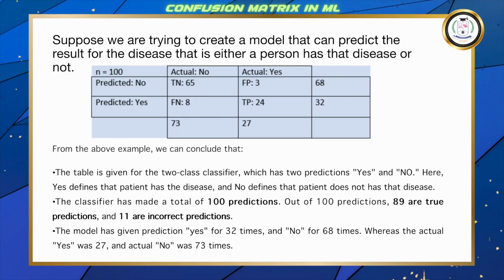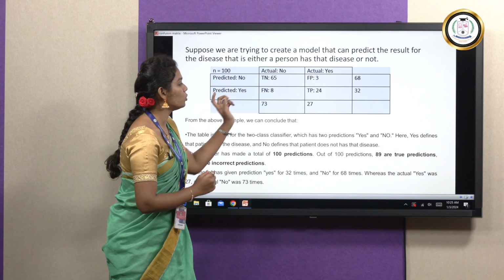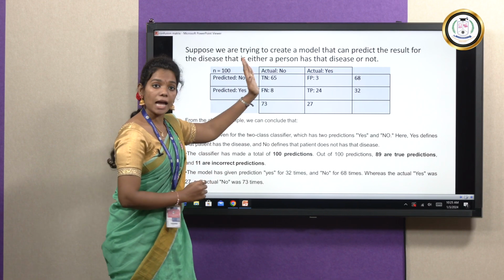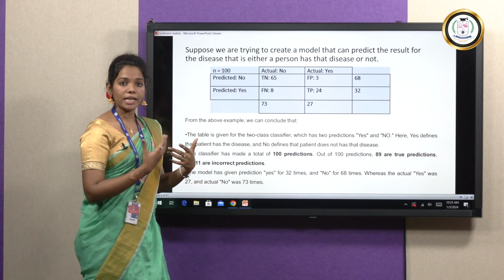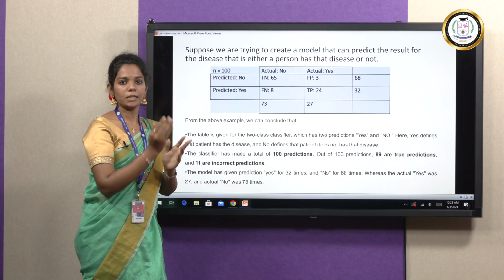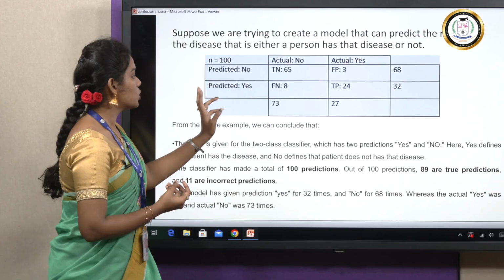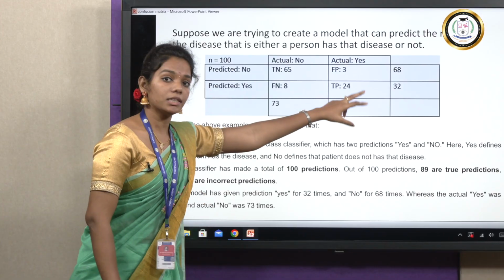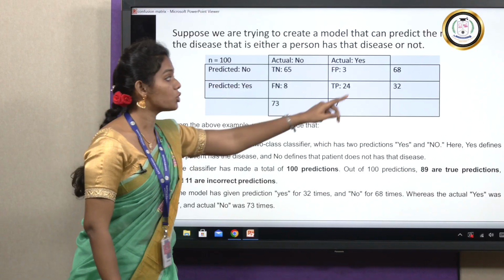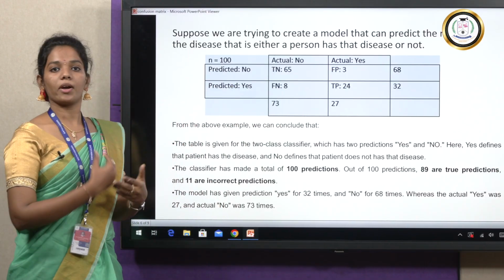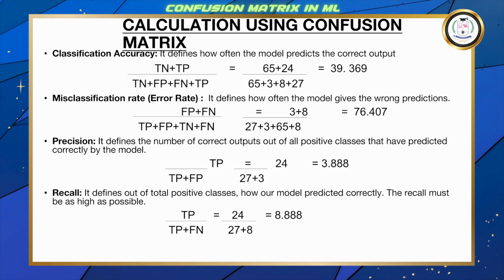But here the model has given yes 32 times, but see, this is the actual count, and they have predicted. Okay, always the actual and the predicted may vary a little, right? So my predicted yes was only 32 and predicted no is going to be 68. With this we are going to find different parameters by using this confusion matrix.